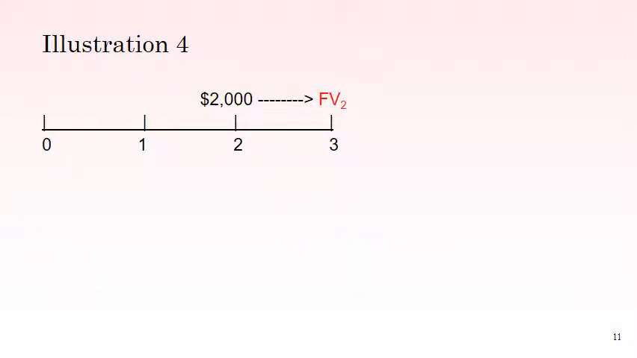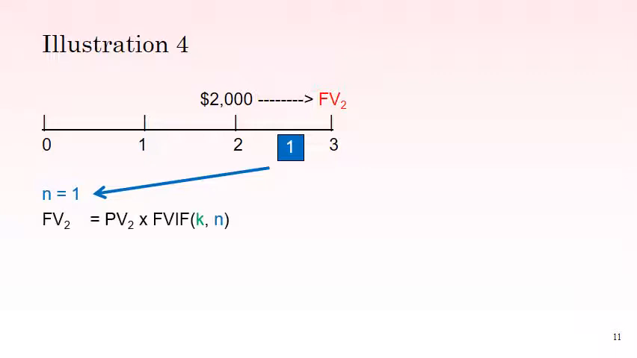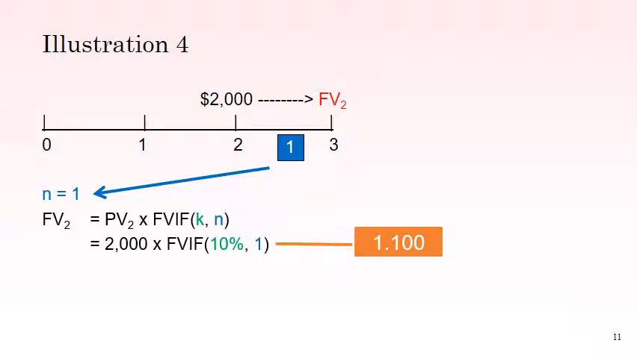Let's look at the next cash flow. We want to find n. So it's one period only. So n equals 1. We use this formula. Substitute figures in. From the table, we find the answer is 1.100. So substitute the figure in, and the final answer is 2,200.